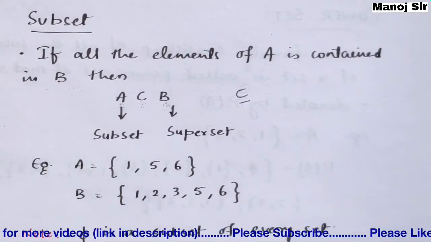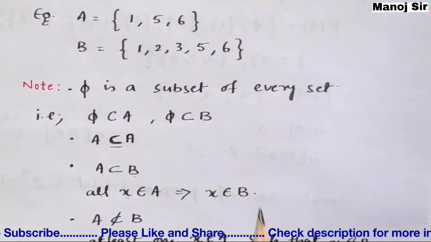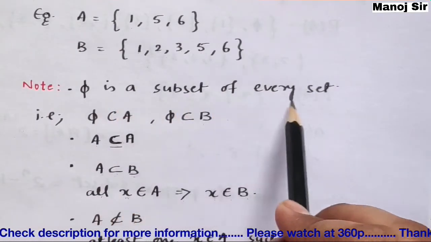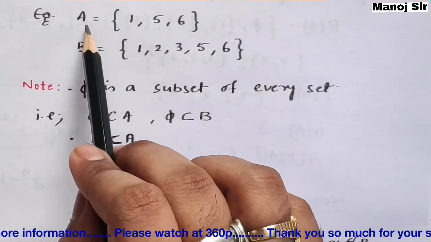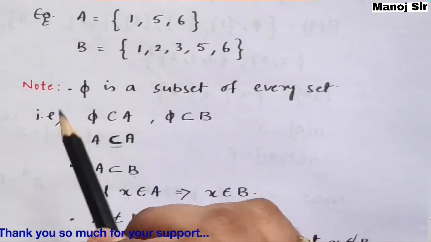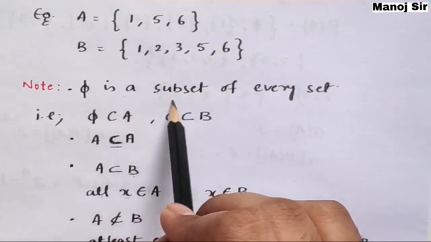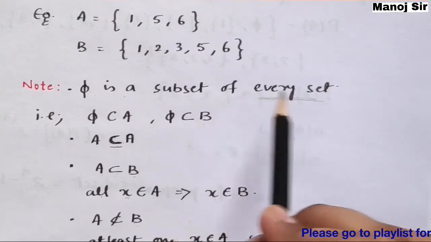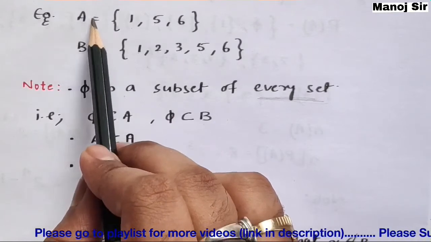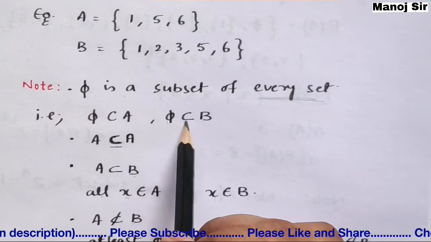Now we'll see some very important key points. The first and the most important point is phi is a subset of every set. Here you have set A, set B. Here you can say phi is a subset of A and phi is also a subset of B. That is, phi is a subset of every set. If you take two examples, set A and set B, phi is a subset of A and phi is a subset of B.